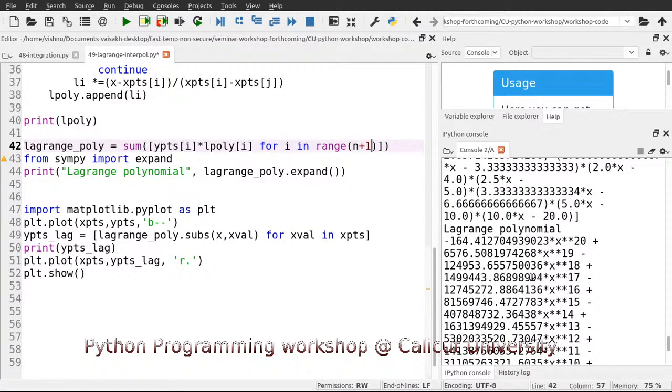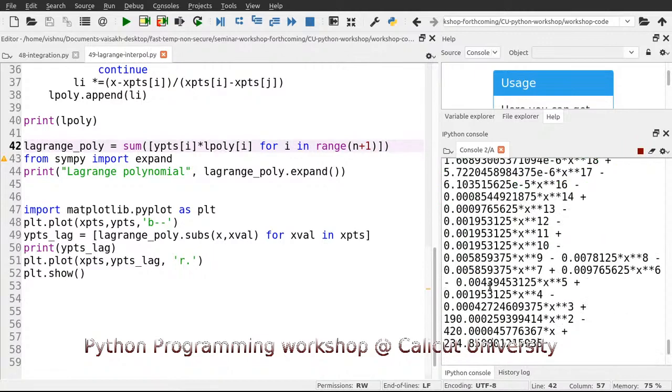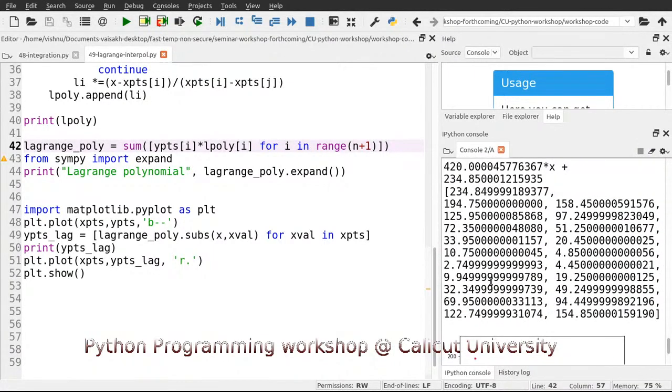But here itself we are getting the degree to be equal to 20. But Lagrange polynomial is from... okay, because one is being skipped. Okay, let us see what is the degree of this polynomial.